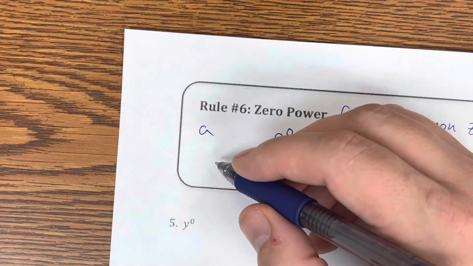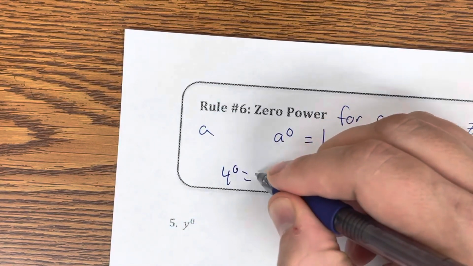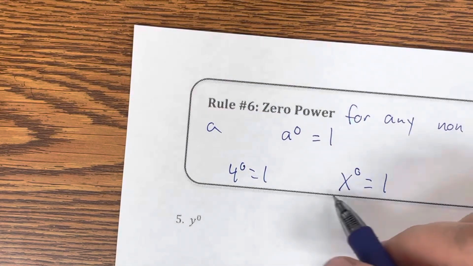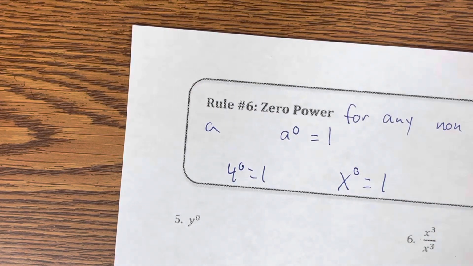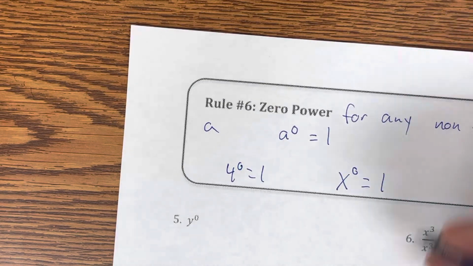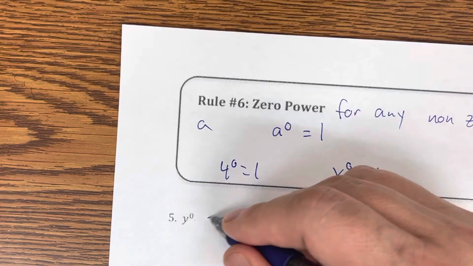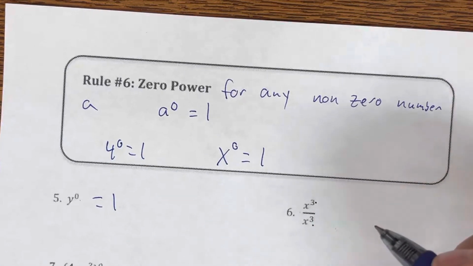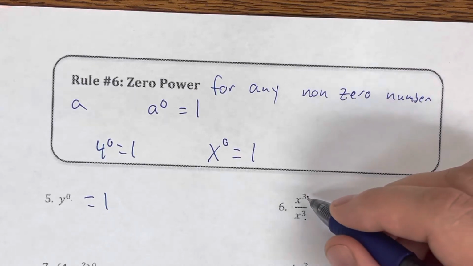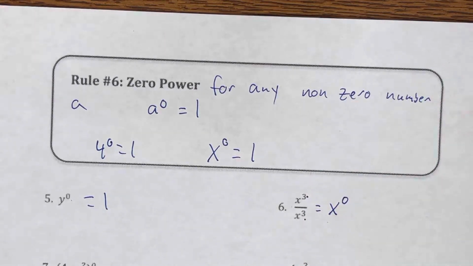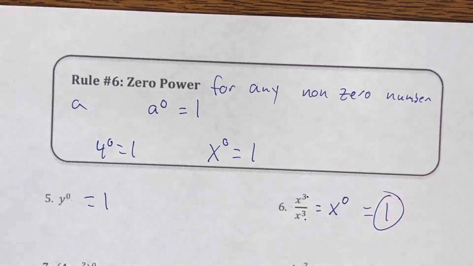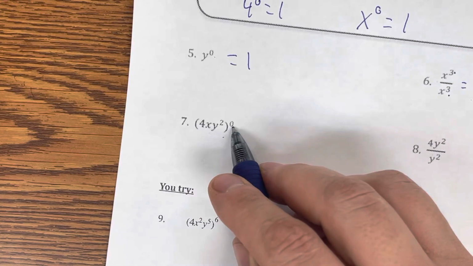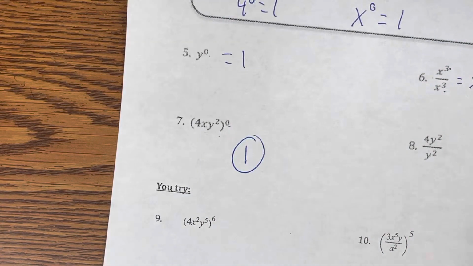So, for instance, 4 to the 0 equals 1. X to the 0 equals 1. Okay? X just can't be 0. We aren't going to try and trick you on that. All right, we're going to assume if you see something raised to the 0 power, it's 1. So y to the 0 is equal to 1. X to the 3rd over x to the 3rd. We're dividing. Have to subtract the exponents. 3 minus 3 is x to the 0. That's equal to 1. Anything raised to the 0 power is 1.